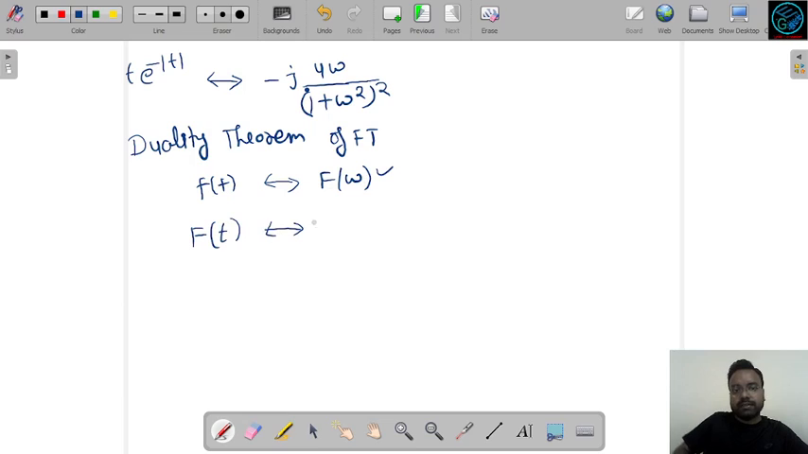will be simply 2 pi times this time domain signal. Just replace t with minus omega. So this is the duality property. So we will apply this property here.